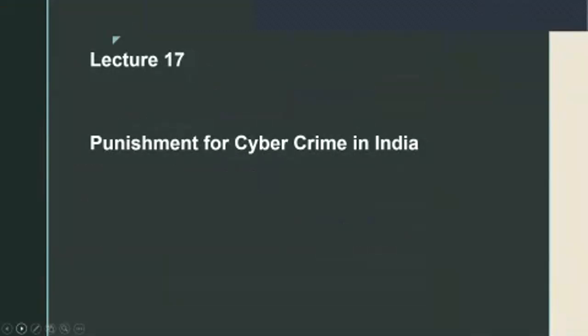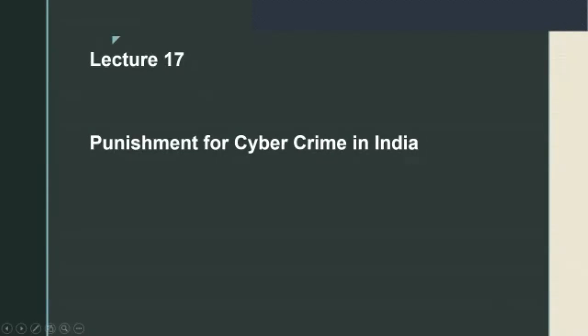Today we will learn about punishment for cybercrime in India. Earlier we have learned the definition of cybercrime, then we have learned about the definition of cyber law, and today we will learn about punishment for cybercrime in India. What are the punishments? What are the different types of law?